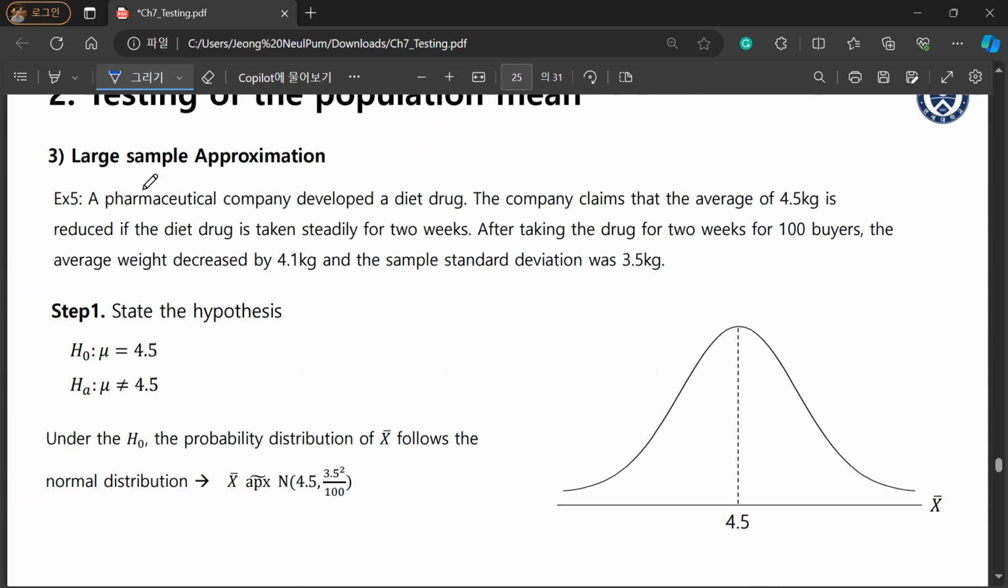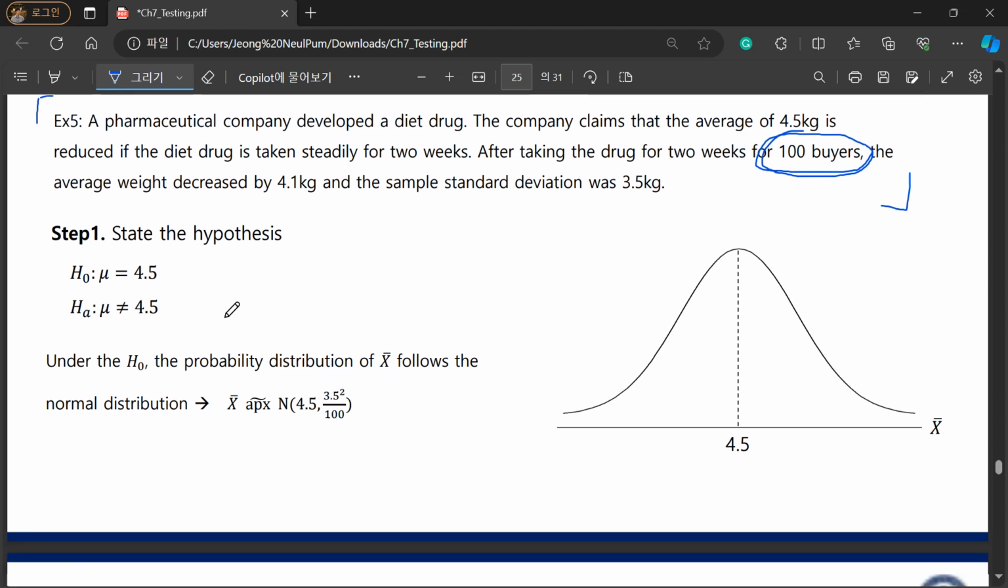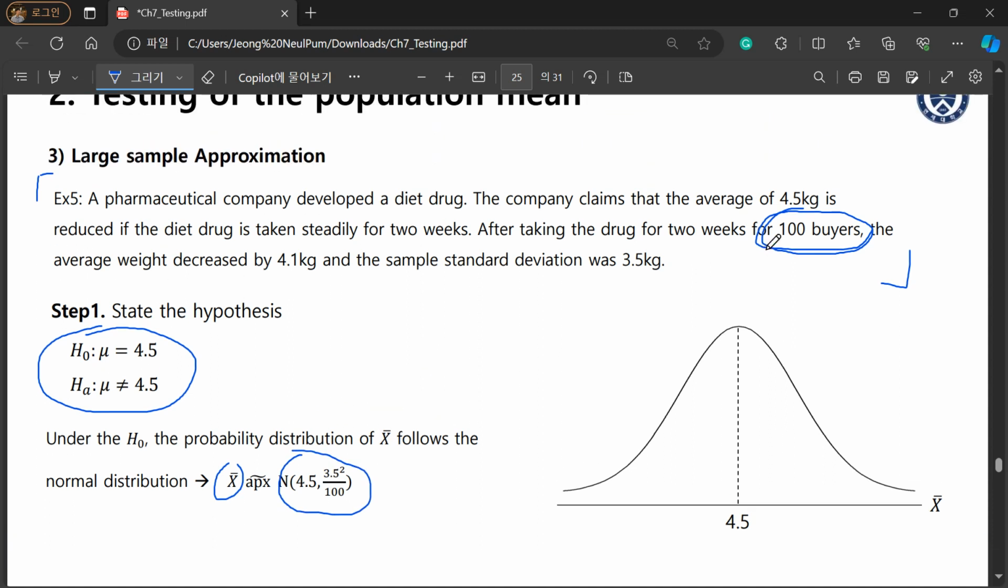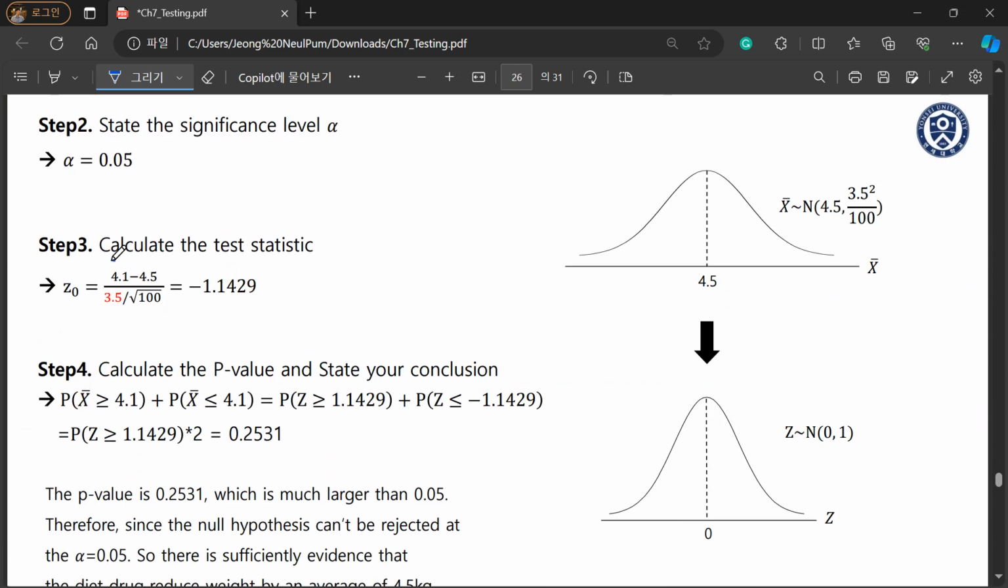So this is the reason that, even though there is no information about the population distribution, if the sample size is big, we can still use the normal distribution after we construct the test statistic. So this is our hypothesis testing, and we know that our X bar follows this normal distribution because the sample size is big enough. And then this is the formula for getting the test statistic.